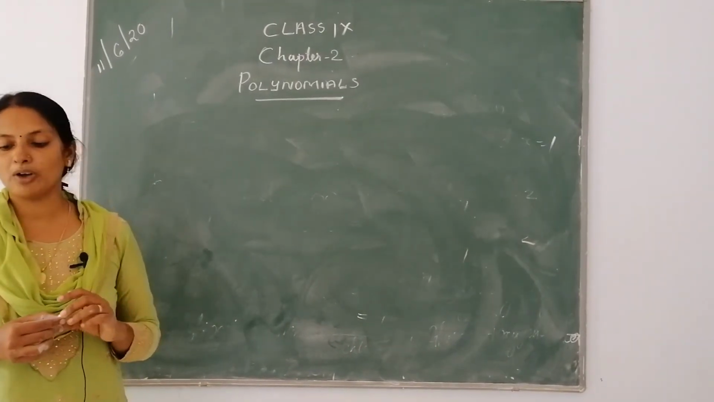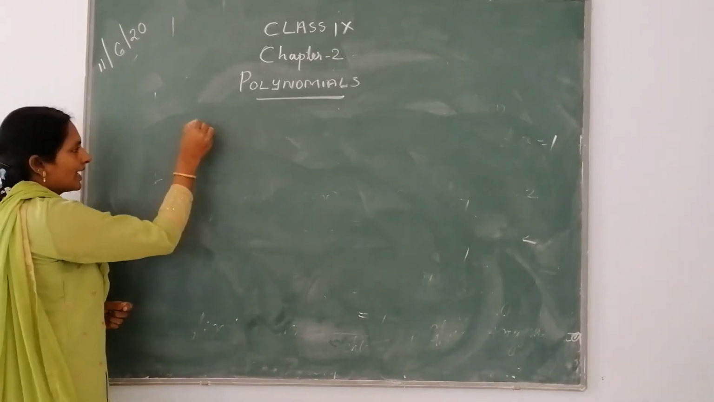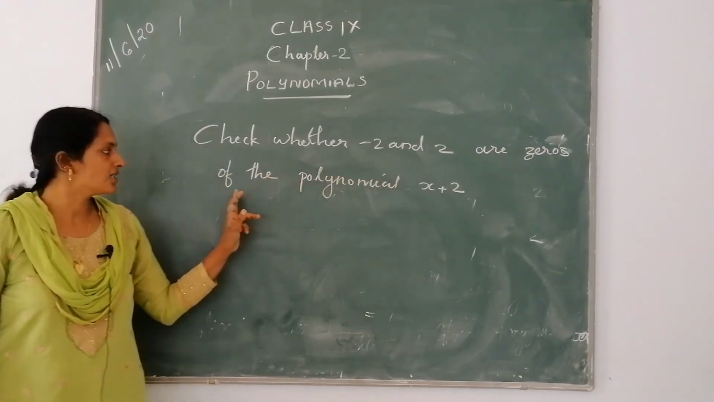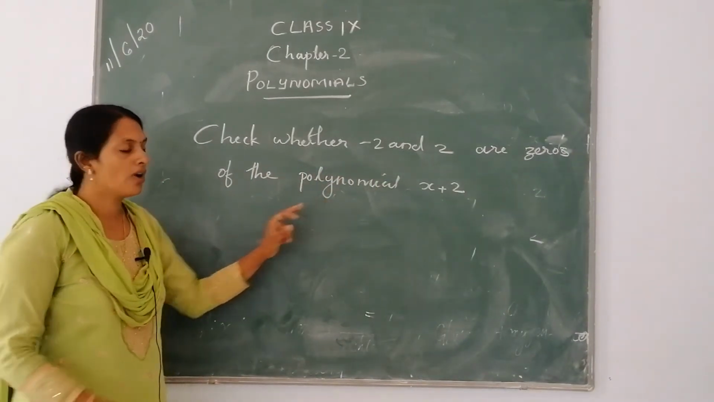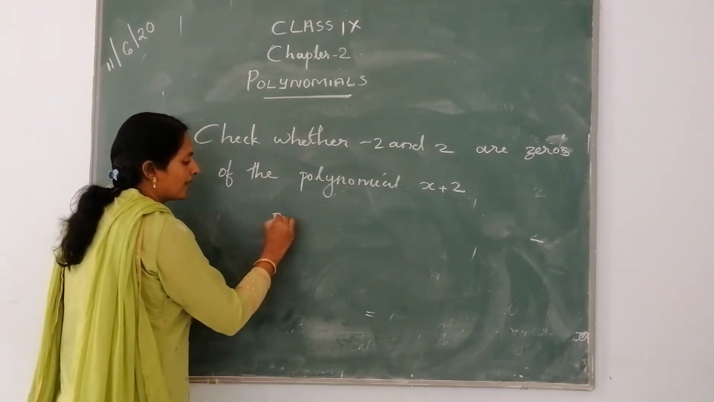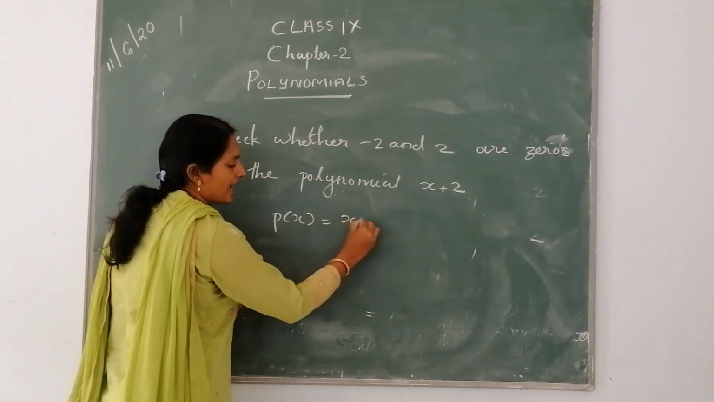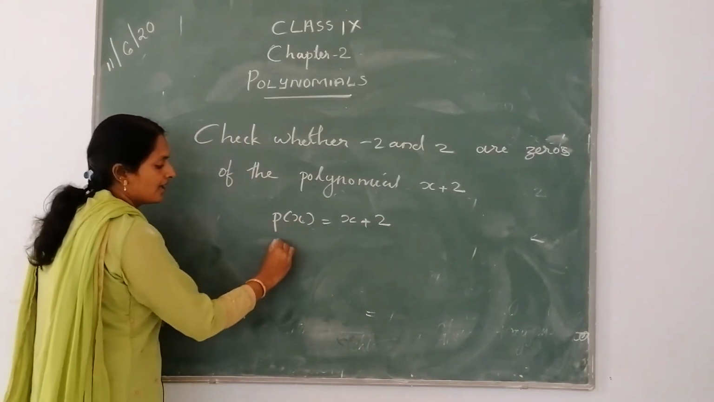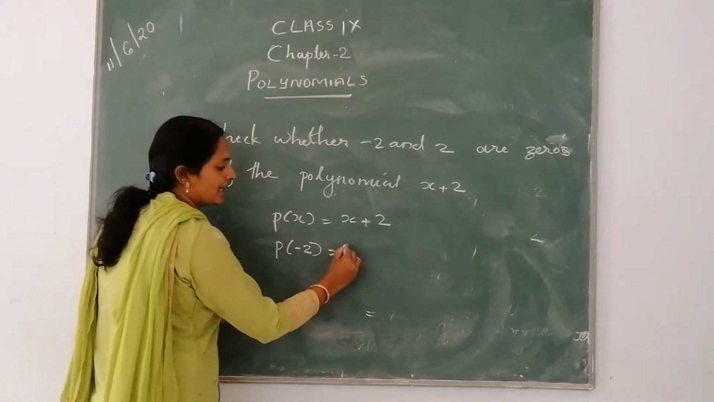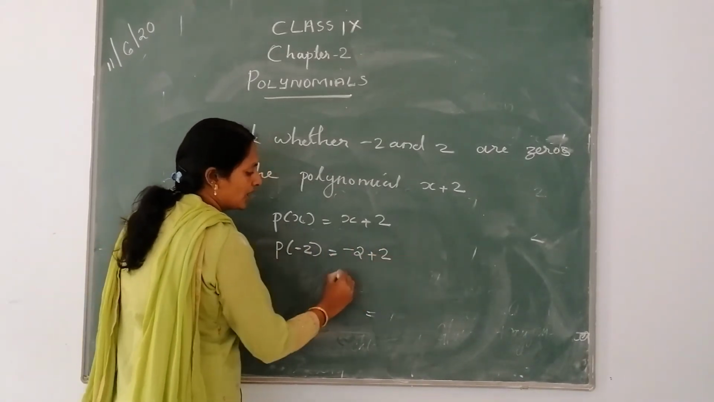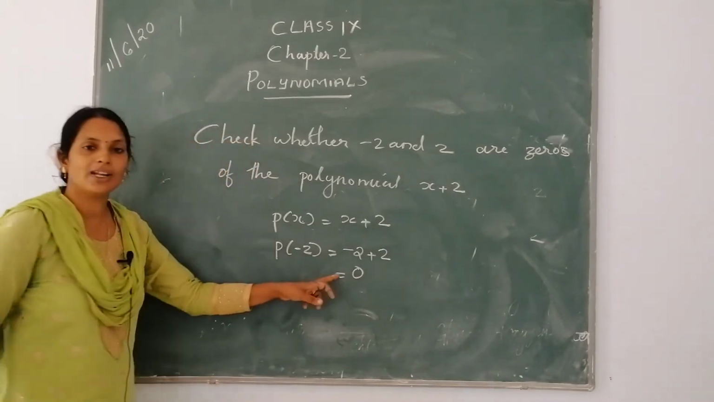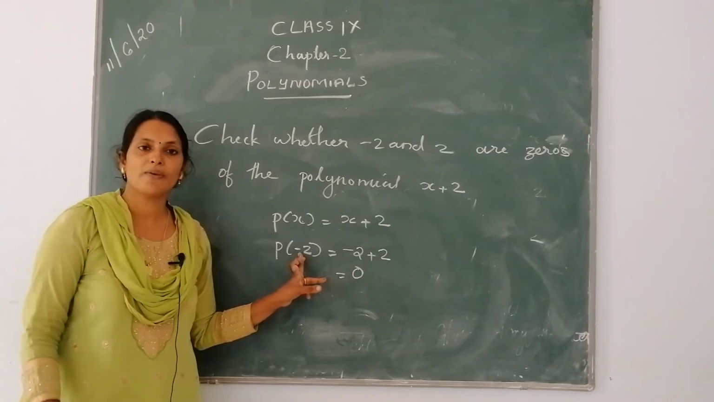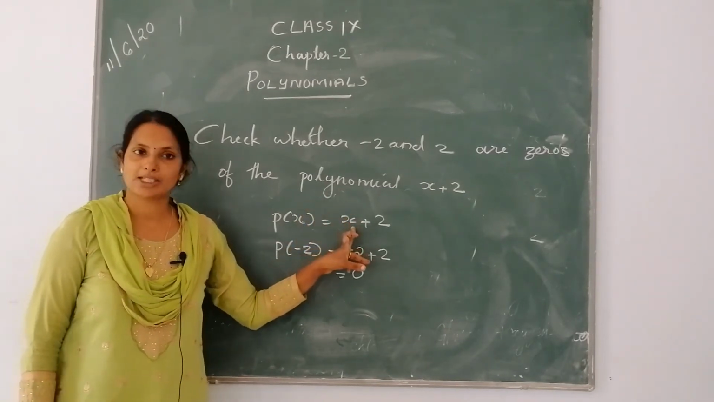Next, consider an example of zero of a polynomial. An example: check whether minus 2 and 2 are zeros of the polynomial x plus 2. First you consider the polynomial P of x, that is x plus 2. Then we will replace x as minus 2. We will get minus 2 plus 2 that is equal to 0. We will get the answer 0. Therefore, we can say that minus 2 is the zero of that polynomial x plus 2.